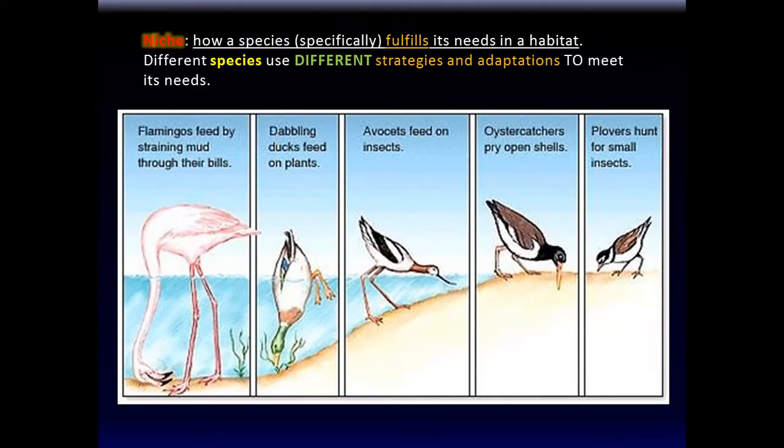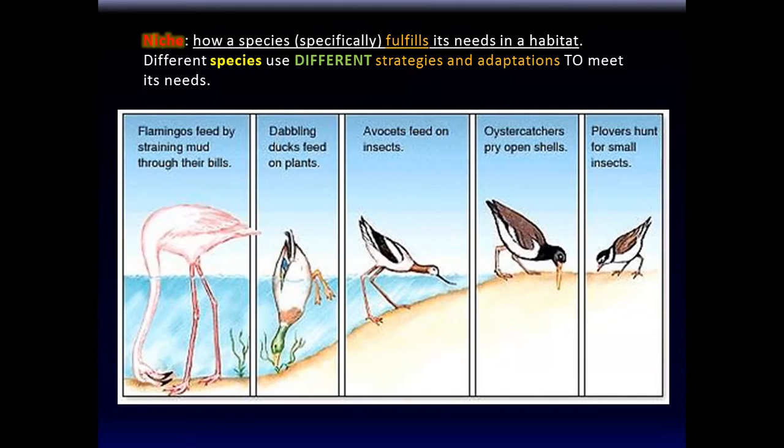Now, niche is an interesting term. Habitat is where an organism lives. A niche is how a species specifically fulfills its needs in a habitat. For example, you can say broadly, I live in Chicago. But what's my niche? How do I fulfill my life's needs? I'm a doctor. That's my role. That's how I fulfill my life's necessities, so to speak. So how a species makes its living, that's called the niche. What does it do in that environment to fulfill its needs? So how a species specifically fulfills its needs in its habitat, that's called a niche.